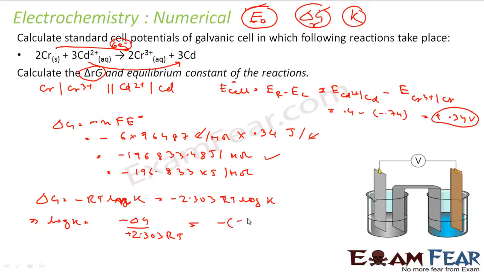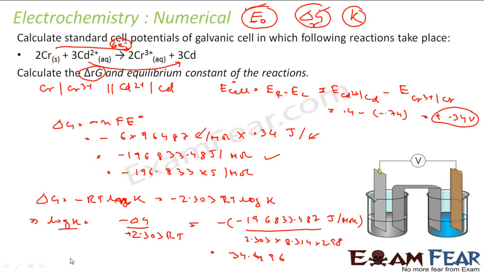This is minus of minus 196,833.487 joule per mole by 2.303 RT, 8.314, T is 298. You solve this, you get 34.496, and that is the value of log K. So K will be what? Anti-log of 34.496. And that is nothing but 3.13 into 10 to the power 34. And that is my answer. Correct?